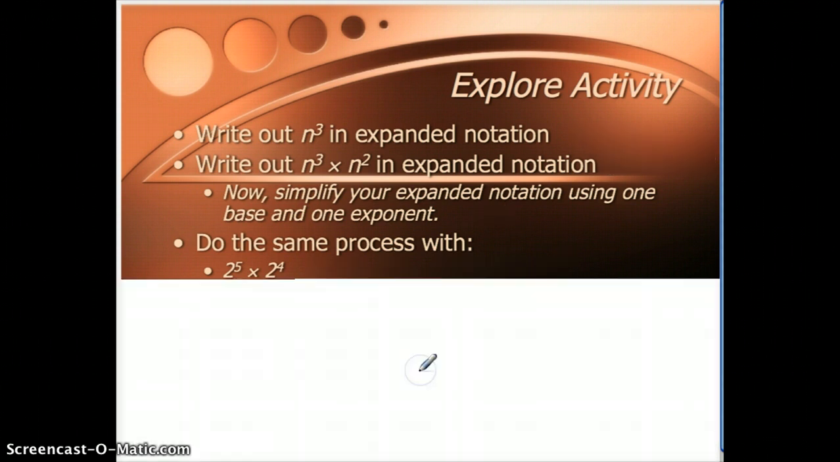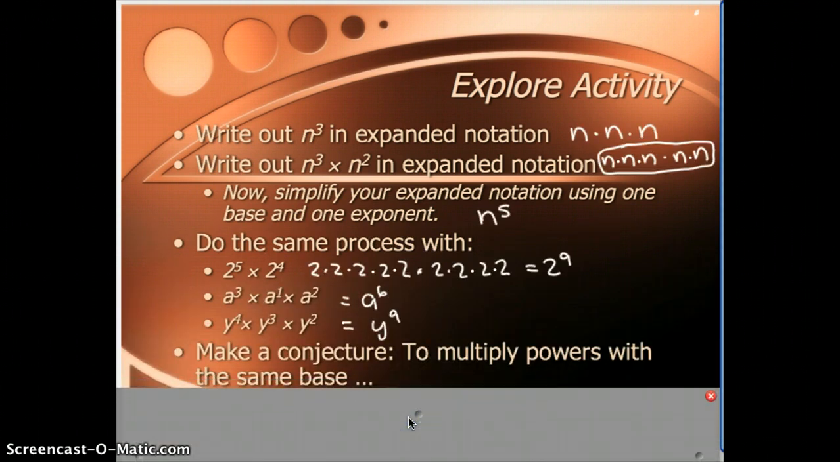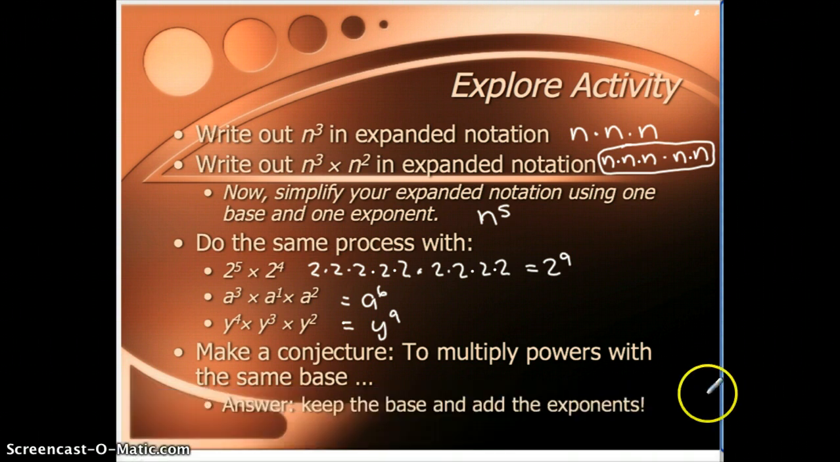What I want you to think about, to multiply powers with the same base, what seems to be happening? When I multiplied n to the third times n squared, I got n to the fifth. And when I multiplied y to the fourth times y cubed times y squared, I got y to the ninth. I hope you see that you can keep the base and add the exponents. So to multiply powers with the same base, you can keep the base and add the exponents. The teacher says, hey, this is very important.